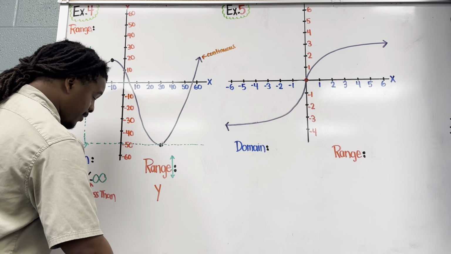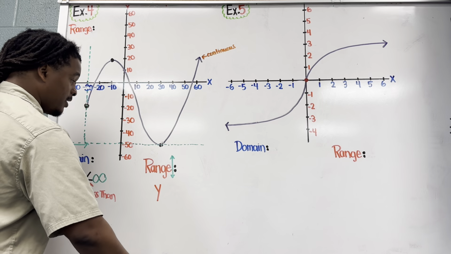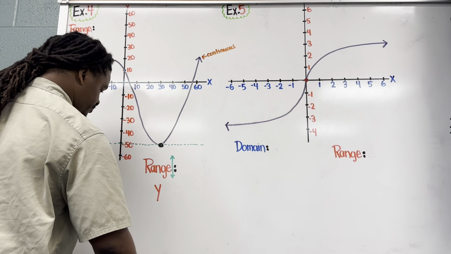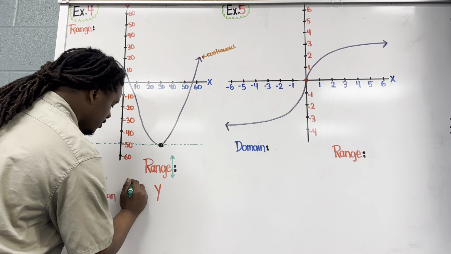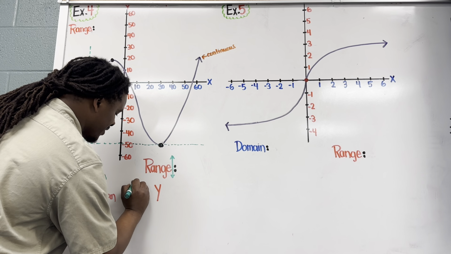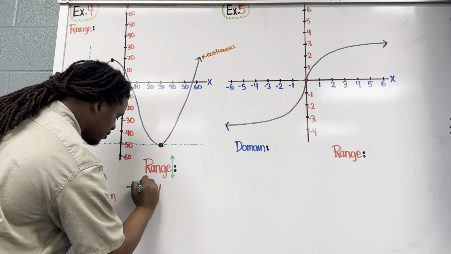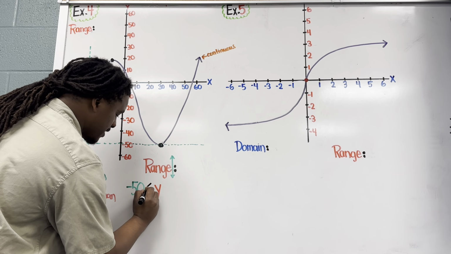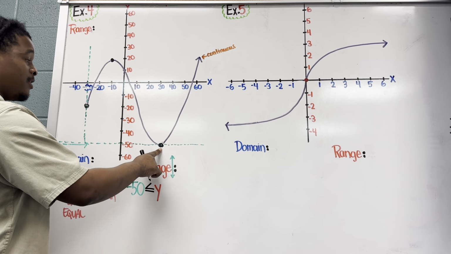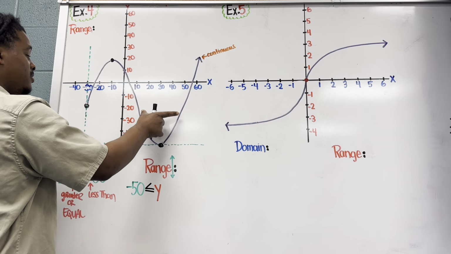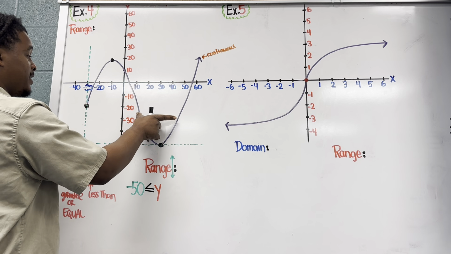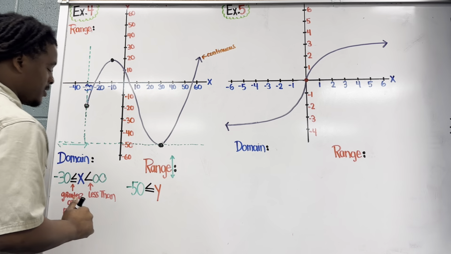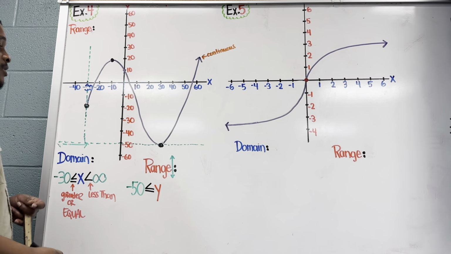So if that's the lowest point and y can actually be negative 50, that's why you see this black dot right there, right? What it's saying is y is greater than or equal to negative 50. So that means that y can either be negative 50, or as you can see, this is the lowest point, so it could be any point that's above negative 50. We know that, right?